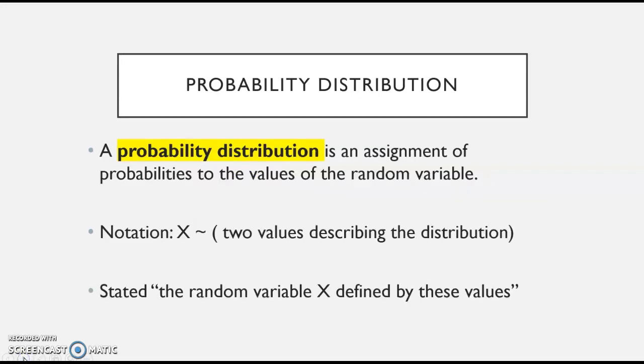A probability distribution is an assignment of probabilities to the values that can occur for that random variable. And our notation will be capital X for the random variable, such that we have a certain type of distribution described by two variables.